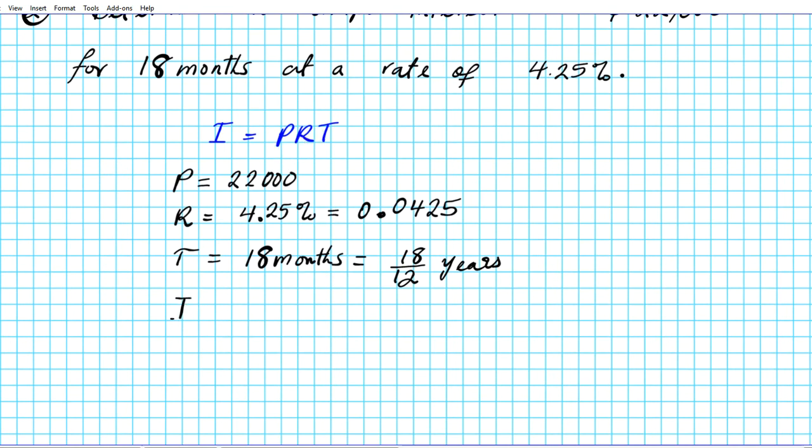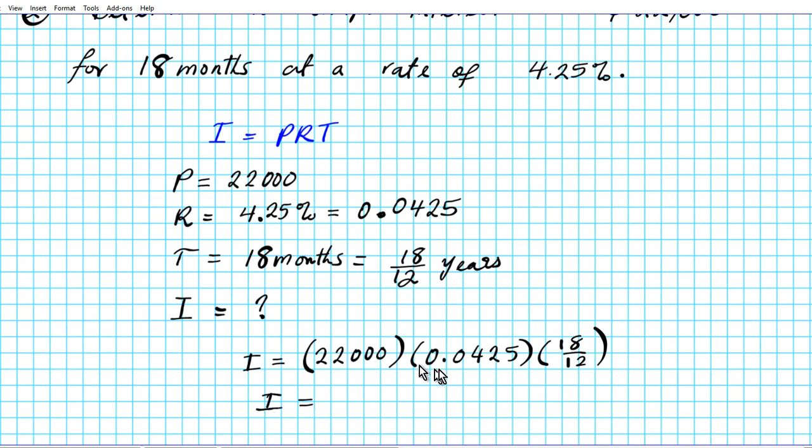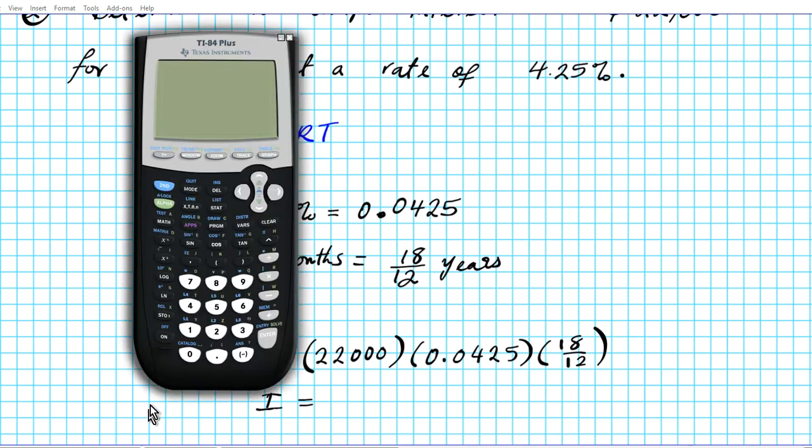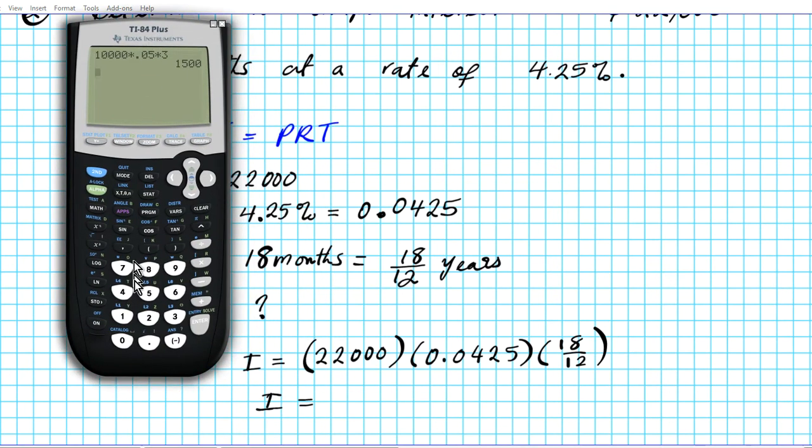Let's also state what we need, which is I, the simple interest, is unknown. So we have I equals the principal, 22,000, times the rate, 0.0425, times the time in years, 18 over 12, or you can reduce it by dividing by 6. That gives you 3 over 2, but let's just leave it as 18 over 12. Okay? We're going to let the calculator do the simplification and multiplication for us. Now let's enter these values into our calculator and calculate the simple interest.